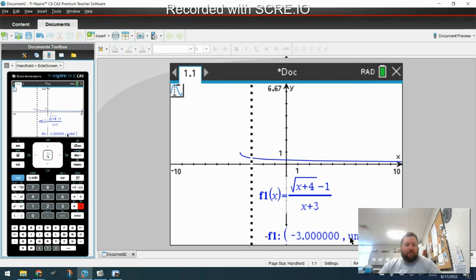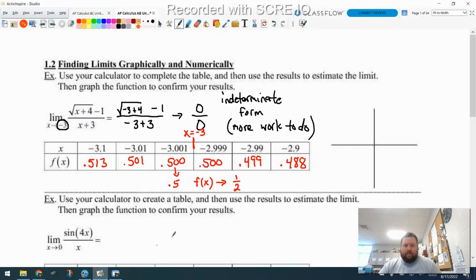All right, whereas if we type in -2 point, I think my trace went away, -2.99999, you can see that we have a point there. All right, so here's what's happening. We're going to sketch this in. All right, so we're over here at -3. And we're positing that this point is at 1/2 right there.